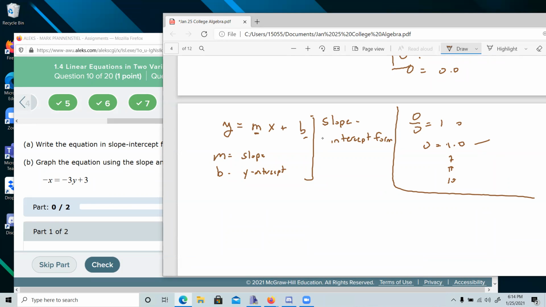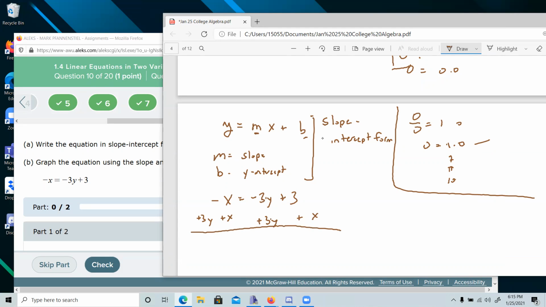So if we have this problem, we have negative x equals negative 3y plus 3. Well, it looks like we have to do some shuffling. We have to get the y on one side and the x on the other side, and then do some other stuff. But let's worry about getting the x's and the y's in the right spot first. So why don't we add 3y to both sides? Okay. Why don't we add x to both sides?